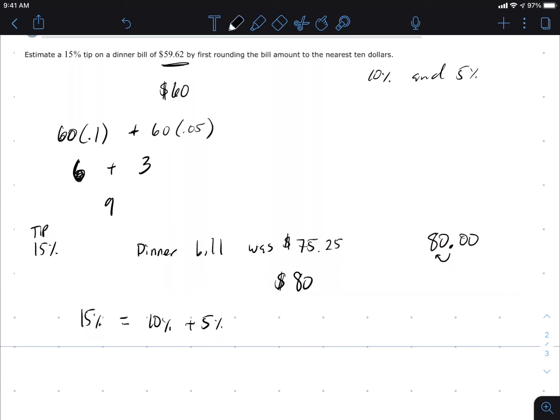So if I gave you $10,452 and I said multiply that by 10%, where would the decimal go? On the left. Yeah, between what two numbers?